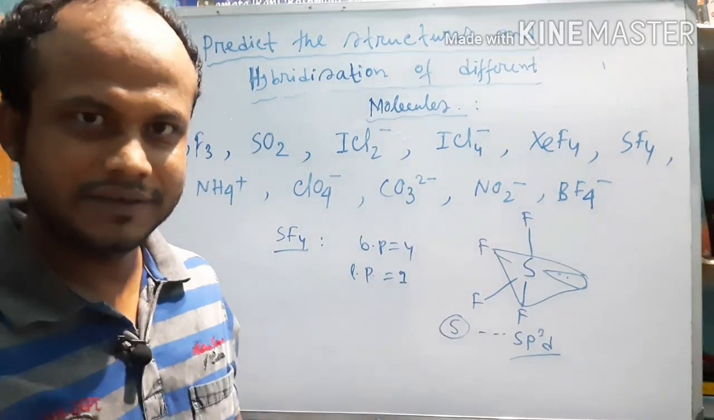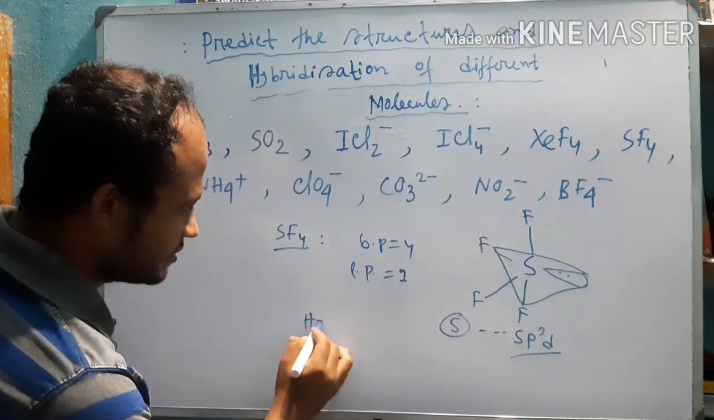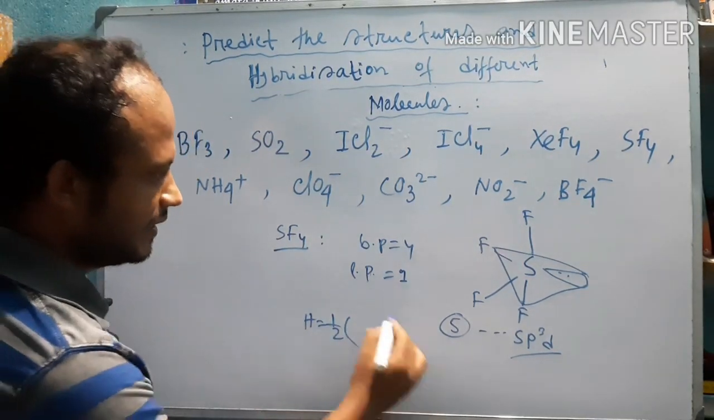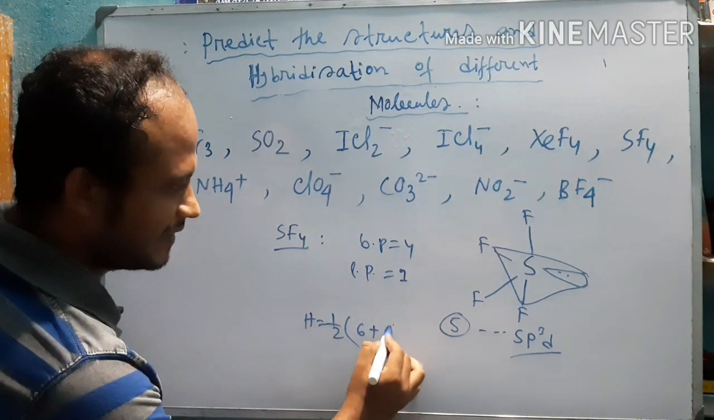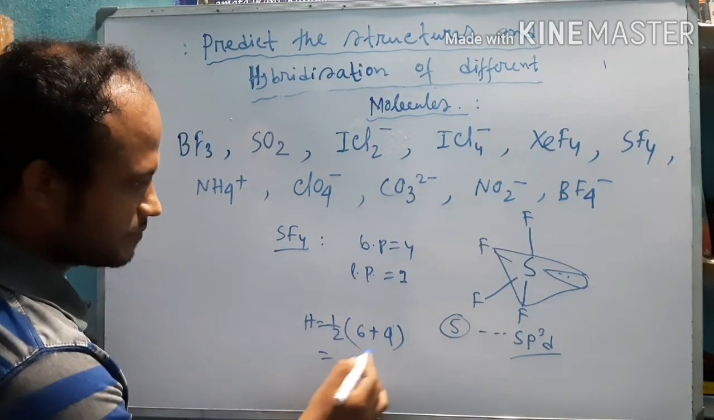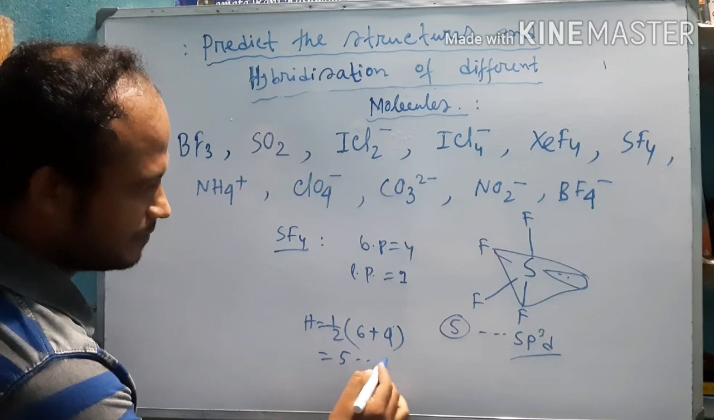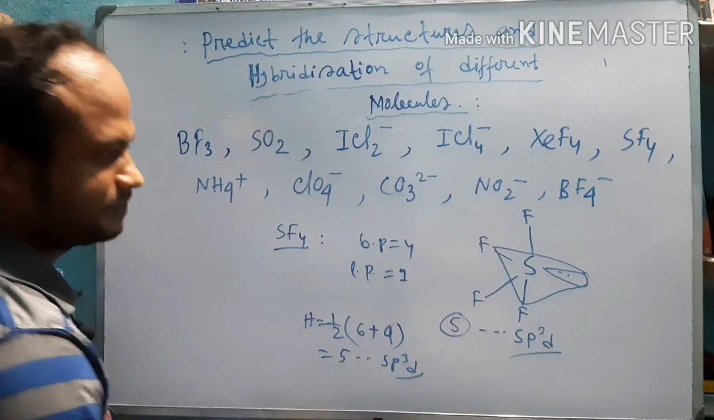Clear? If we use the formula, H equals half into valence electrons 6 plus number of monovalent atoms, that is 4, 6 plus 4, that is 10 by 2, that is 5. So sp3d.